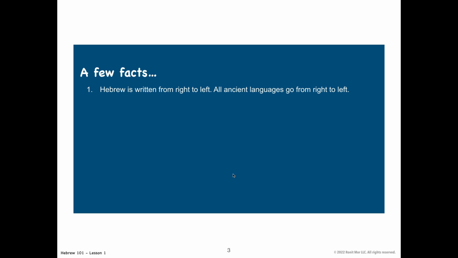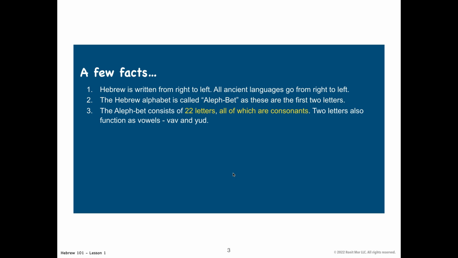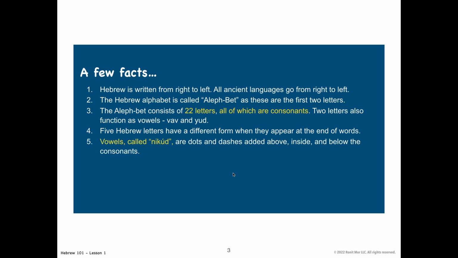So a few facts about Hebrew. Hebrew is written from right to left. All ancient languages actually go from right to left. The Hebrew alphabet is called Aleph-Bet, as these are the first two letters. The Aleph-Bet consists of 22 letters, all of which are consonants. Two letters also function as vowels, Vav and Yud. 5 Hebrew letters have a different form when they appear at the end of the word.